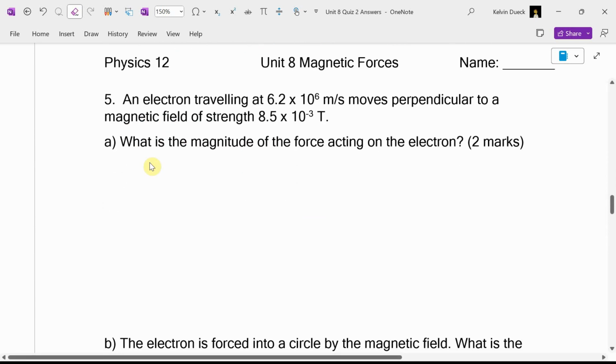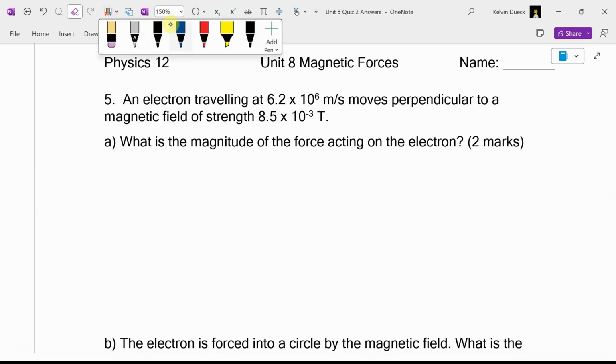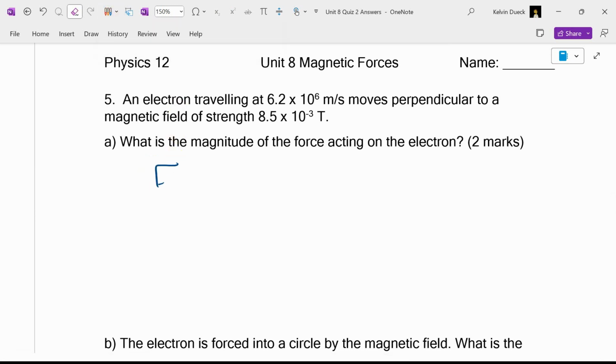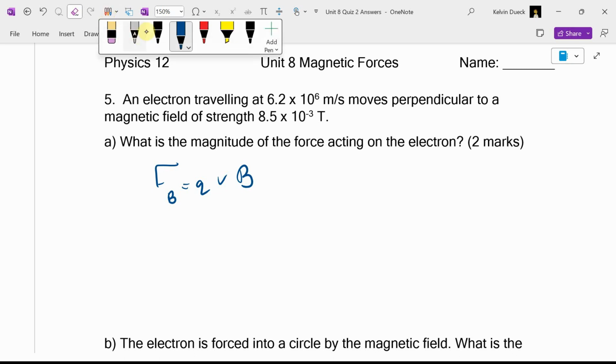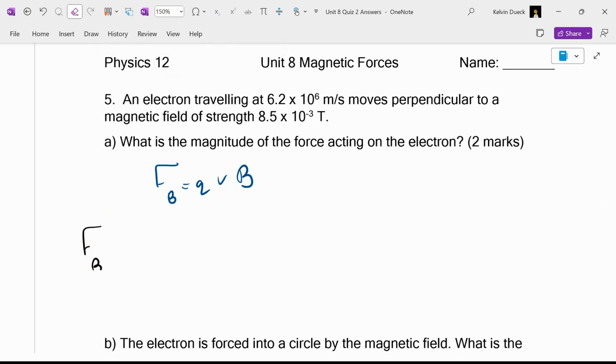An electron, it's an electron, moving perpendicular. What's the magnitude of the force? So an electron moving through a magnetic field, that's QVB. And this is going to be straight plug and chug. I have the F by itself already.